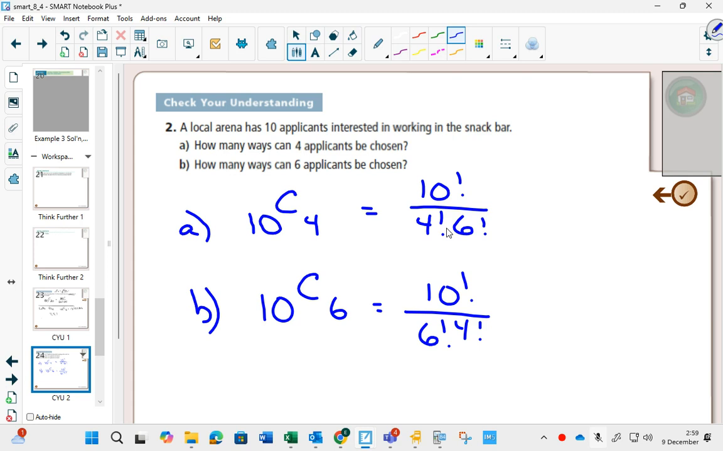So if we imagine this with cards, 1, 2, 3, 4, 5, 6, 7, 8, 9, 10. If I have 10 cards representing the 10 applicants, every time I choose 4, I also make a group of 6. So making groups of 4 without any order always makes a unique group of 6. If I make a new group of 4, I make a new group of 6. Every group of 4 also makes a group of 6. And this happens with any combination.